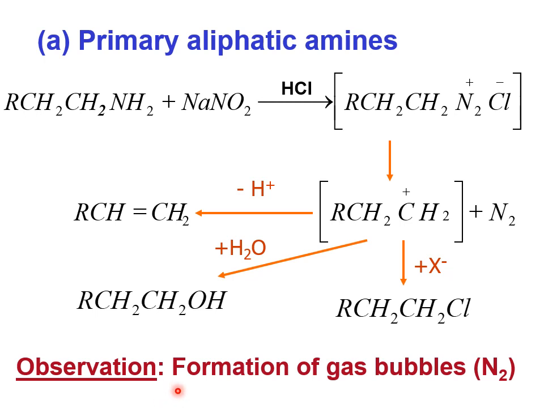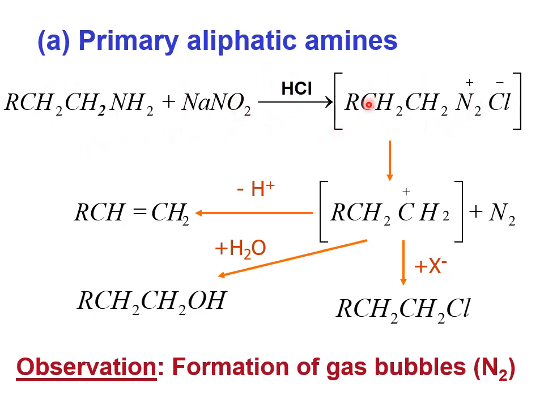The observation for this reaction is bubbled gas produced. The N2 here is going to be eliminated when the carbocation is forming other products. So let's go through the general reaction. This is the primary amine. It is going to react with HONO.